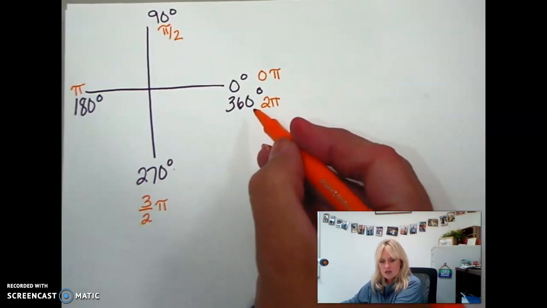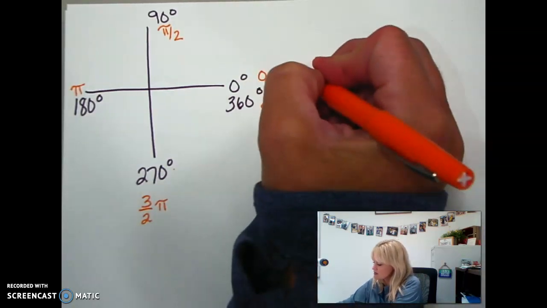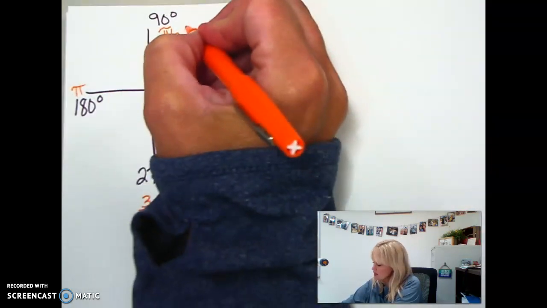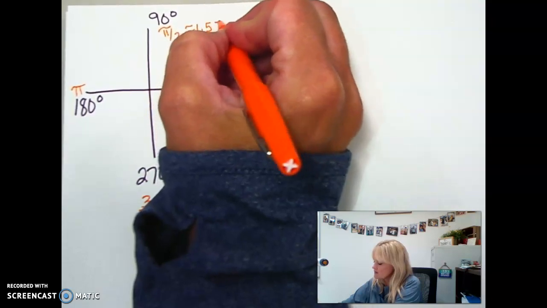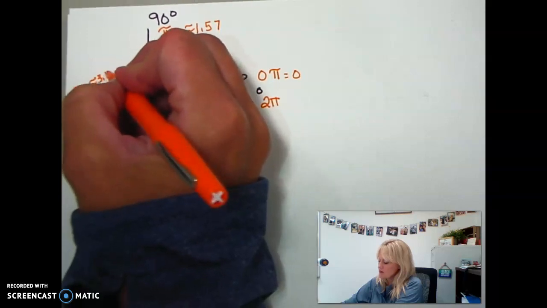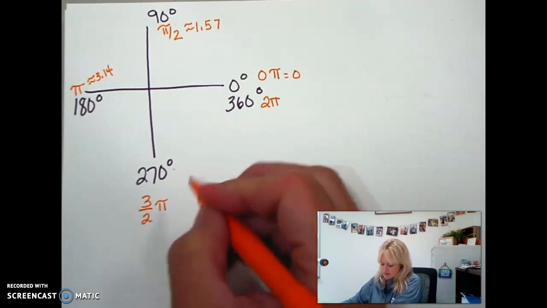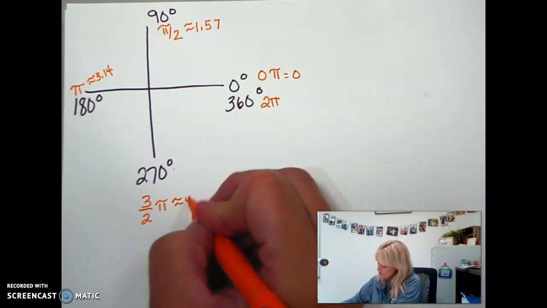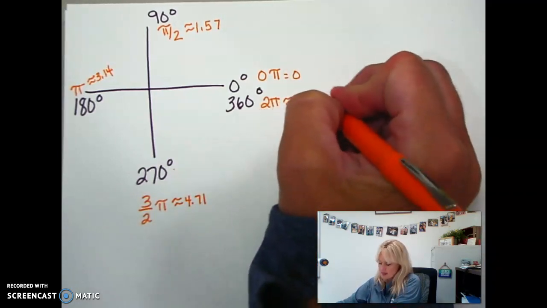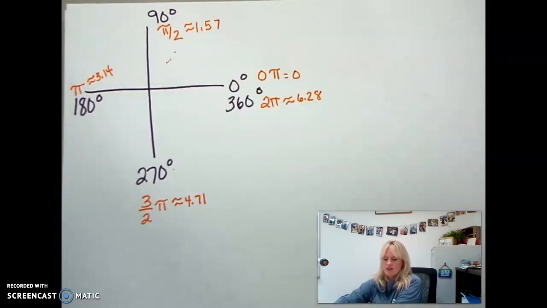Now, radians can also be measured in the actual numerical value. So 0 times pi is still 0. But 3.14 divided by 2 is approximately 1.57. Pi is approximately 3.14. 3/2 times pi is approximately 4.71. And 2 times pi is approximately 6.28. So radians can be in terms of pi or in terms of the decimal.